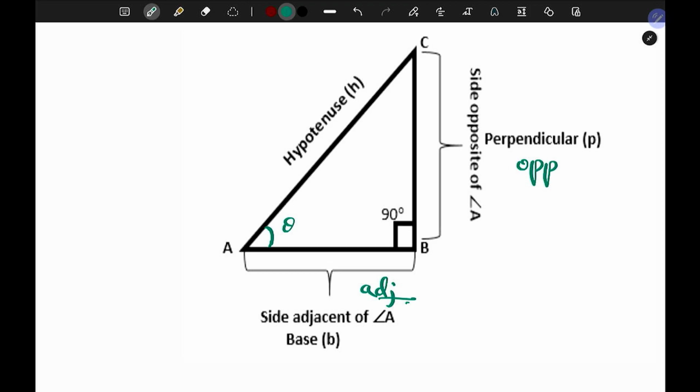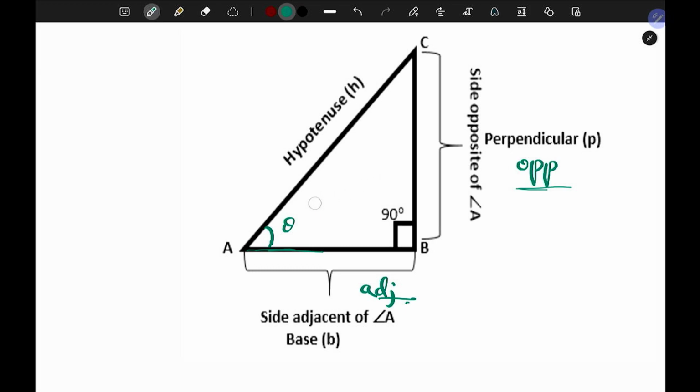All right. So this angle, it can be either here or here. It cannot be over here because this is 90. So if it's at A, then the side opposite to this angle is gonna be called the opposite side, or you can call it perpendicular. I prefer opposite, so I'm gonna be using opposite in my entire video. And the side which is touching the angle, which is adjacent to the angle, is called adjacent. Simple, right? Alright, that's cool.